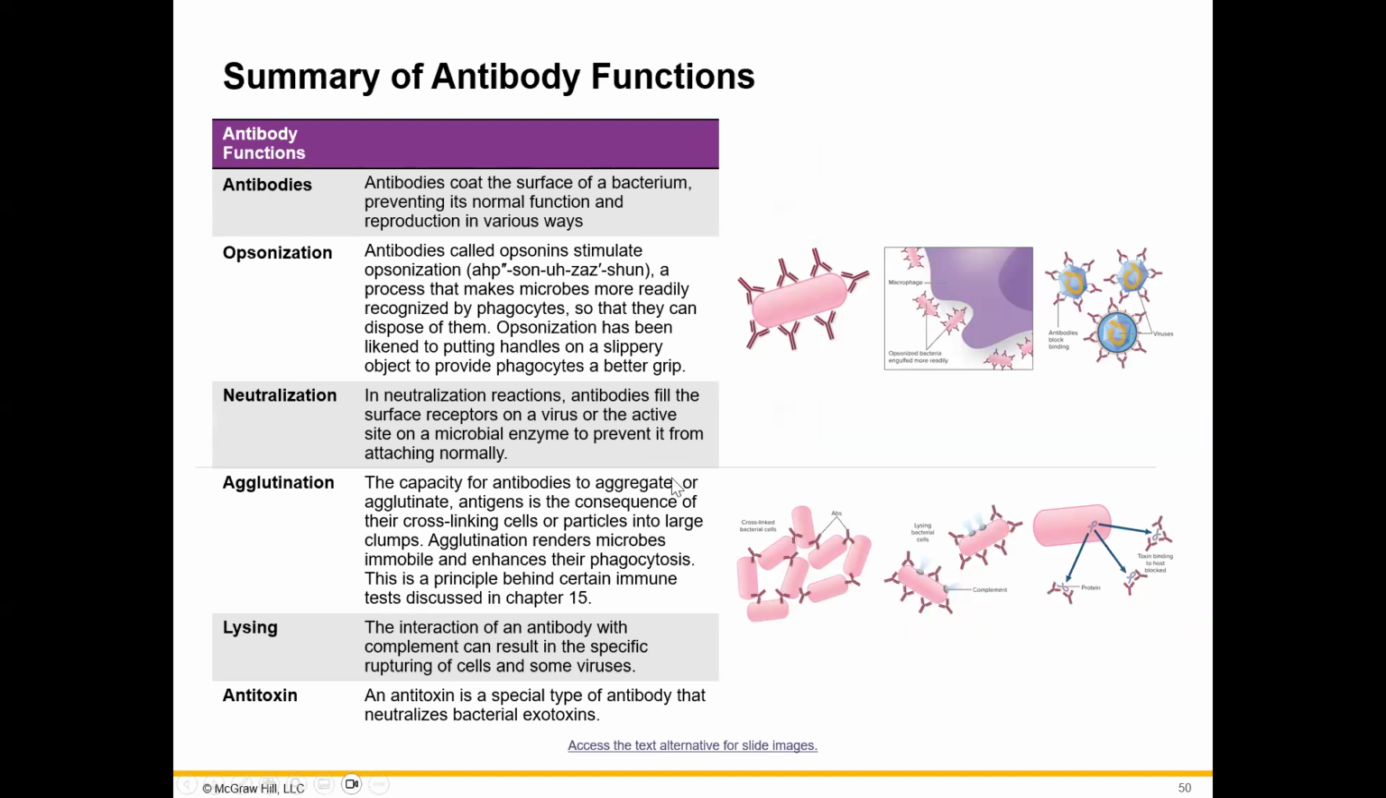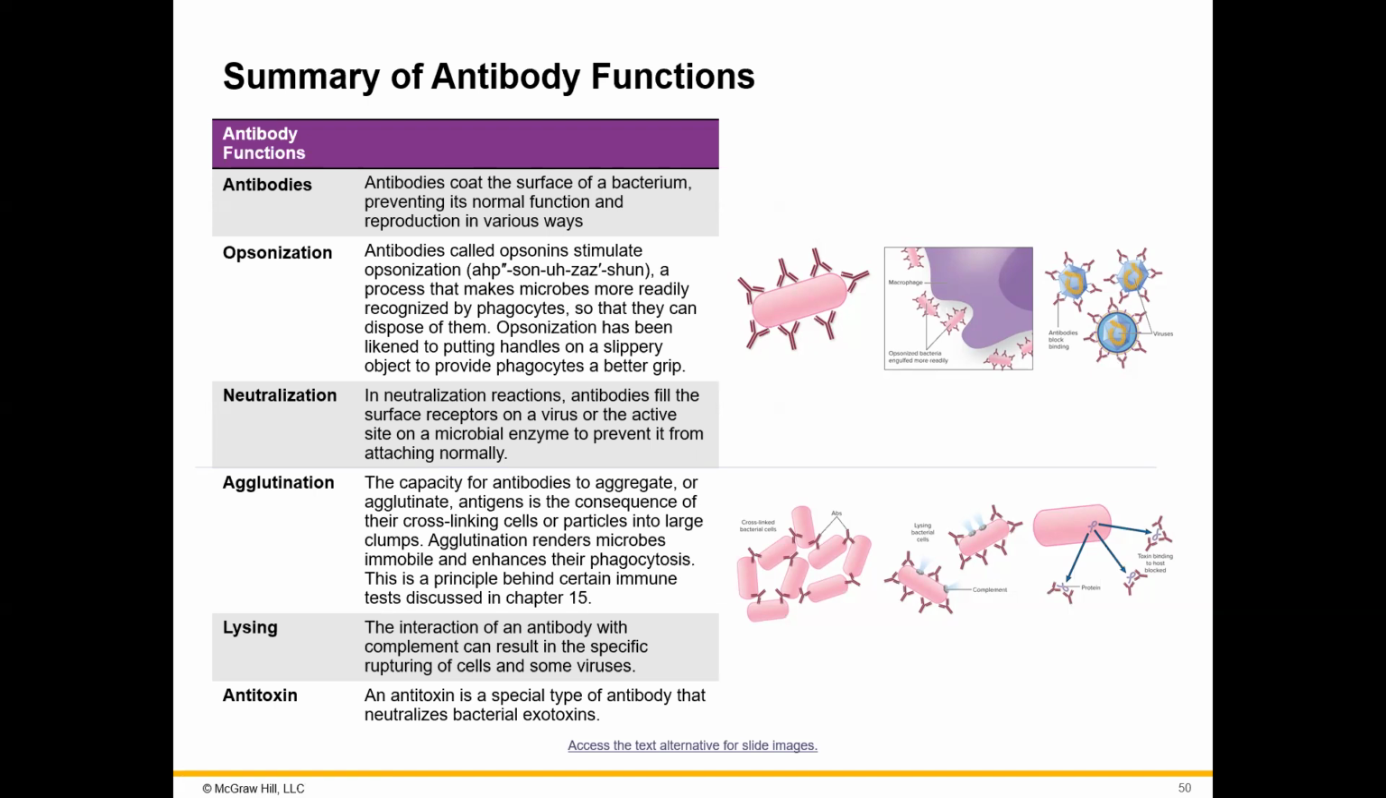A summary of antibody functions. So antibodies coat the surface of a bacterium, preventing its normal function and reproduction in various ways. The second, opsonization. So antibodies, which are called opsonins, stimulate this process that makes the microbes more readily recognized by phagocytes so that they can dispose of them. So I like to say opsonization is optimization of phagocytosis.